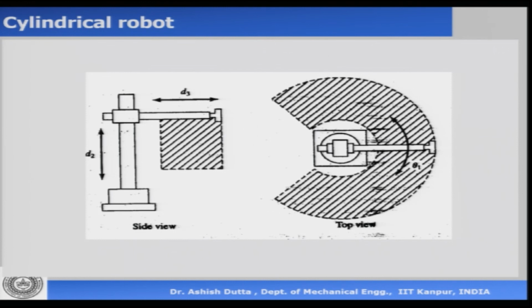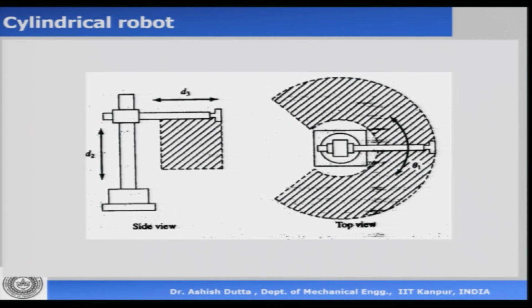Now, if we have a different joint structure, obviously we are going to have a different work volume. So, the second robot that we are going to look at is what is called a cylindrical robot. A cylindrical robot essentially has one revolute joint. This is from the top and this is from the side view. In the side view, we have two prismatic joints like in the previous case.